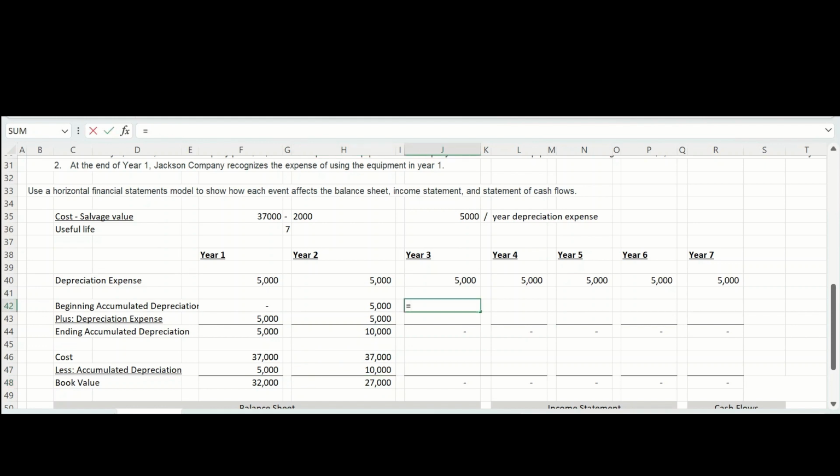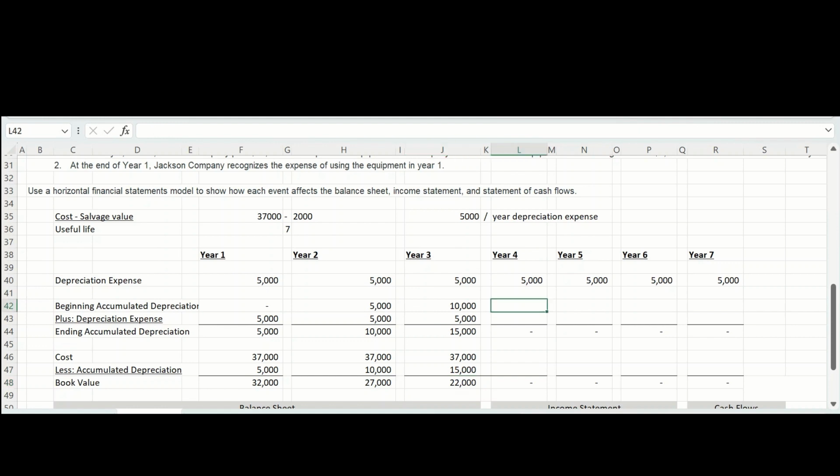So moving on, beginning accumulated depreciation for year 3 is $10,000 because that's what we ended year 2 with. And then our depreciation expense for year 3 is $5,000. So now we have $15,000 of accumulated depreciation at the end of year 3. Our cost of the asset is still the same. Our accumulated depreciation is now $15,000, so our book value in year 3 is $22,000.